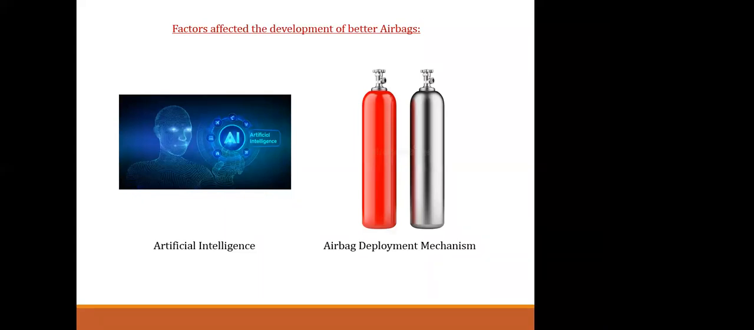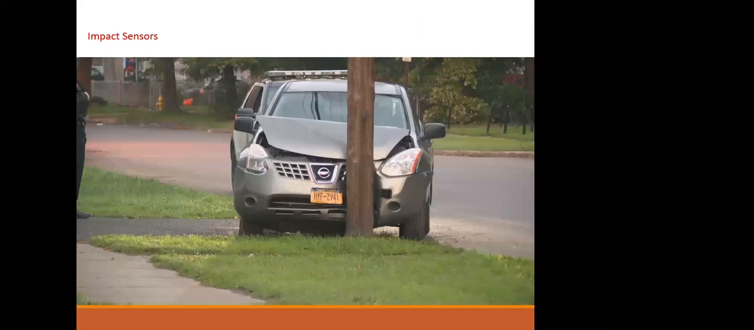Then consider this situation. Here, the car crashed into a tree somewhere near the middle of the bonnet. From this picture, it is very clear that the region where the impact sensors are mounted was not at all affected by this collision. So what happened in this situation? The sensors will not trigger the airbag module.